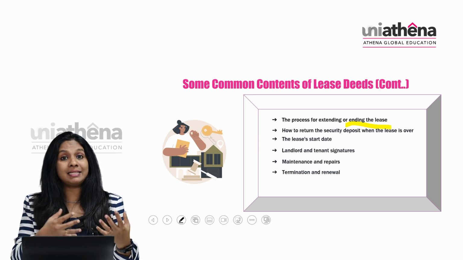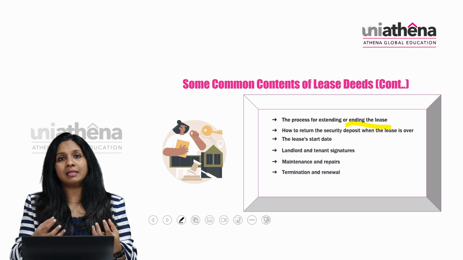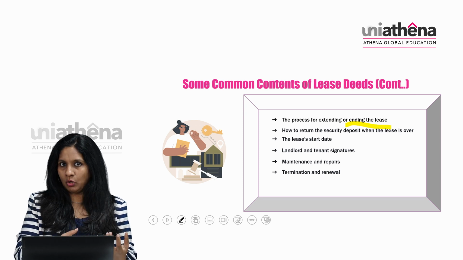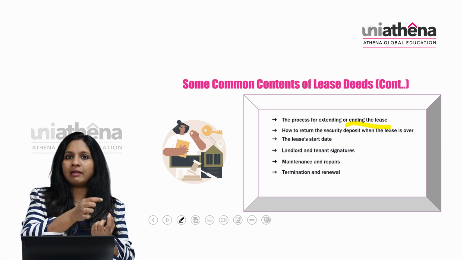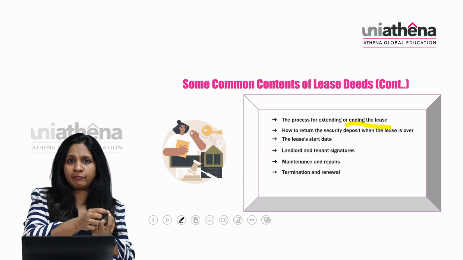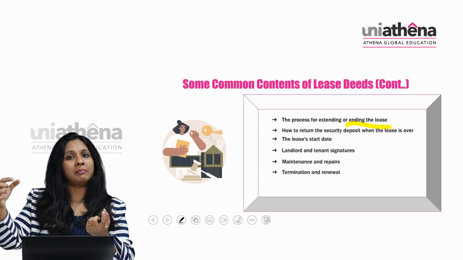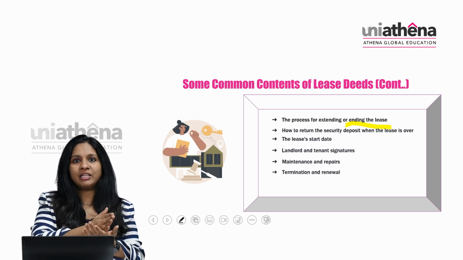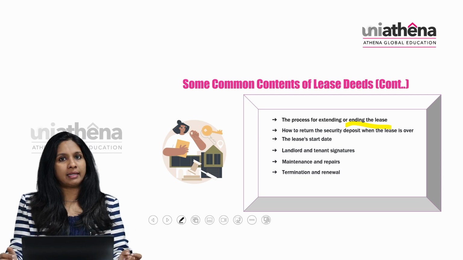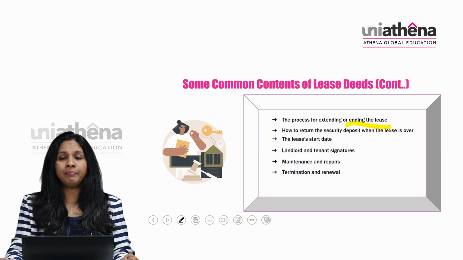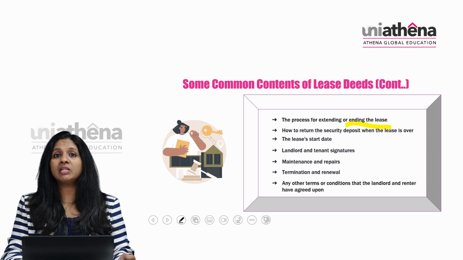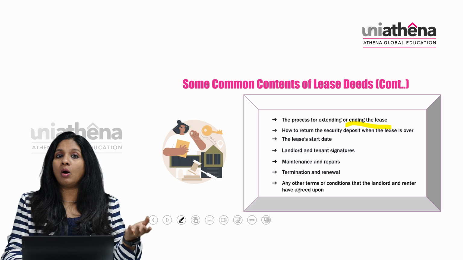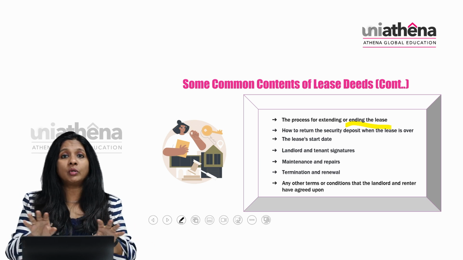The lease start date. When the lease starts should also be mentioned, because that is how the duration will be calculated. For example, if you are starting on January 1st, 2024 till December 31st, 2026, the starting date should be mentioned. And the landlord's and the tenant's signatures are very important. Maintenance and repairs should also be mentioned. Then termination and renewal: if you want to renew or terminate the contract, then how you want to terminate it, if you don't want to continue.